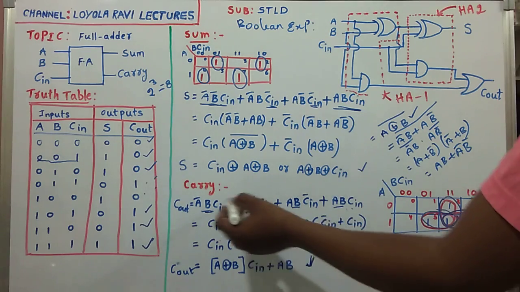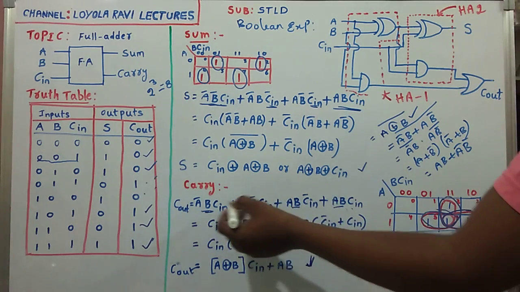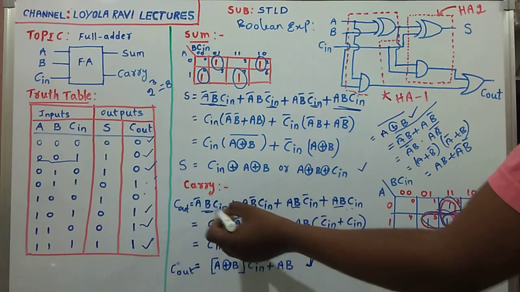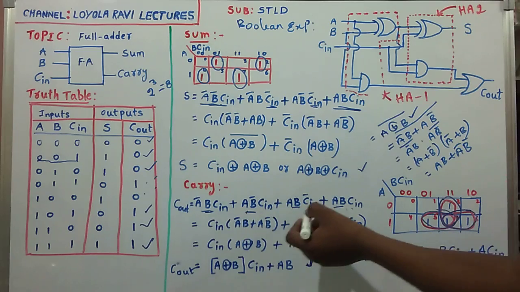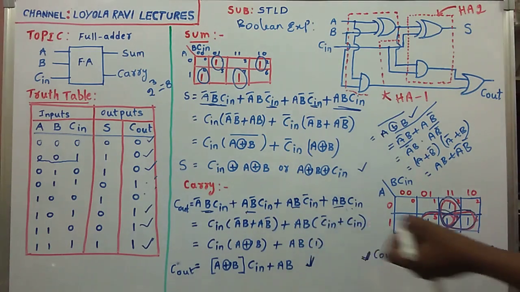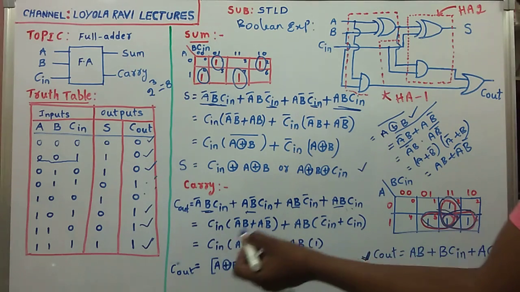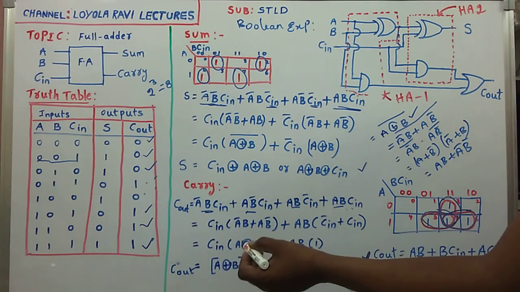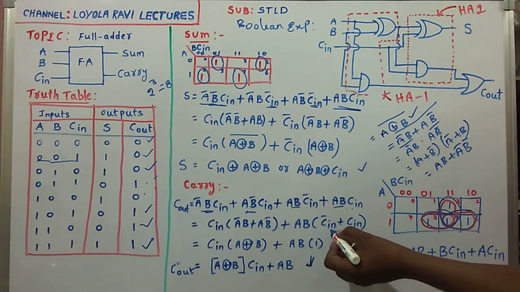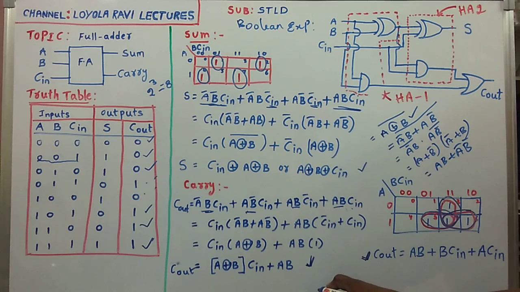Again I am saying that in those four terms, from the first two terms I am taking C in common, then A bar B plus A B bar. In the last two terms I am taking A B common, then C in bar plus C in. Then C in into (A bar B plus A B bar), which is A XOR B, plus A B into C. This is C in bar plus C in, nothing but A plus A bar.